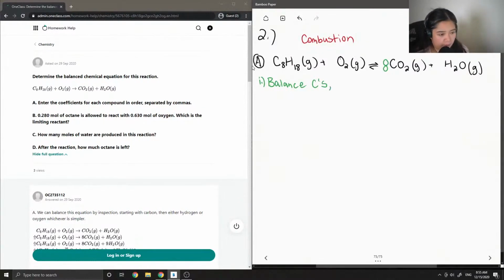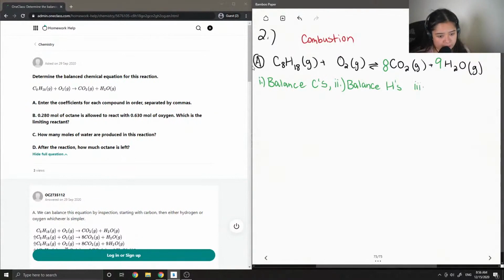And then after I balanced out my carbons, next I want to balance out my hydrogens. On the left side we have 18 hydrogens, and on the right side we have 2 from each water, but we need to put a 9 in front so that both sides have 18.